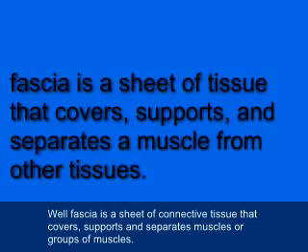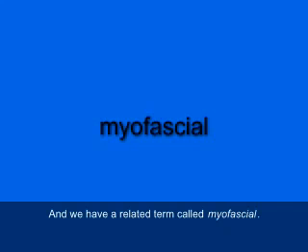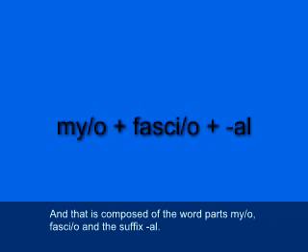Well, fascia is a sheet of connective tissue that covers, supports, and separates muscles or groups of muscles. And we have a related term called myofascial, and that's composed of the word parts myo, fascio, and the suffix -al. That term means pertaining to the muscle tissue and the fascia. So anytime you would use the term myofascial, you mean you're talking about a muscle and the fascia together.